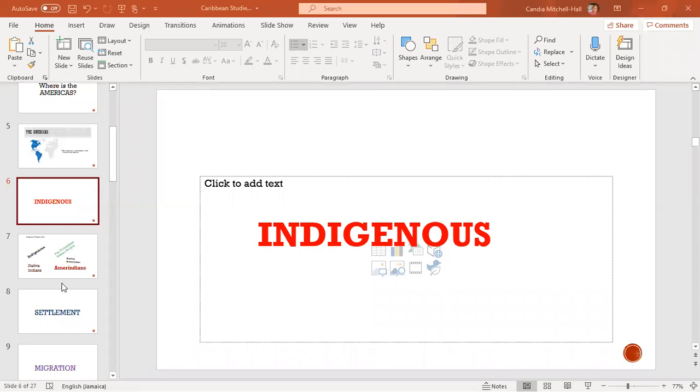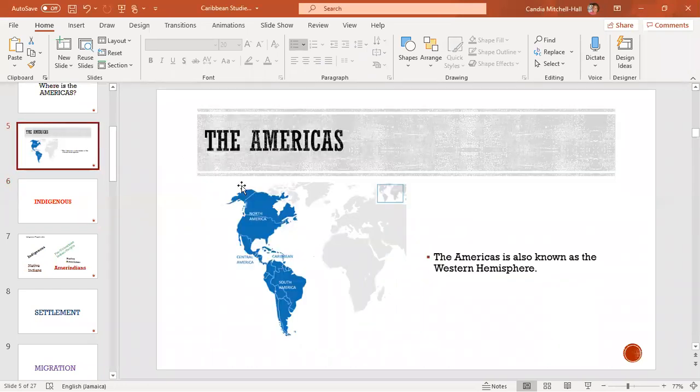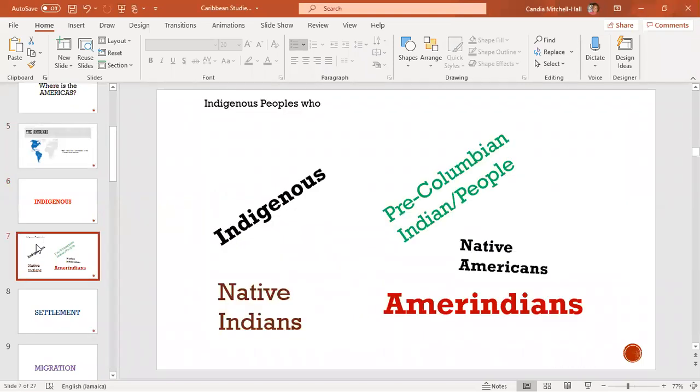So when we talk about the indigenous peoples, we are talking about the first set of people to live or settle within this area, the Americas. But indigenous people are known by different names. They read different textbooks. Some textbooks call them the Native Indians. Some call them the Amerindians. You have Native Americans, pre-Columbian Indians, or pre-Columbian people. So these are all the different names that the indigenous people, the first people, are known by.